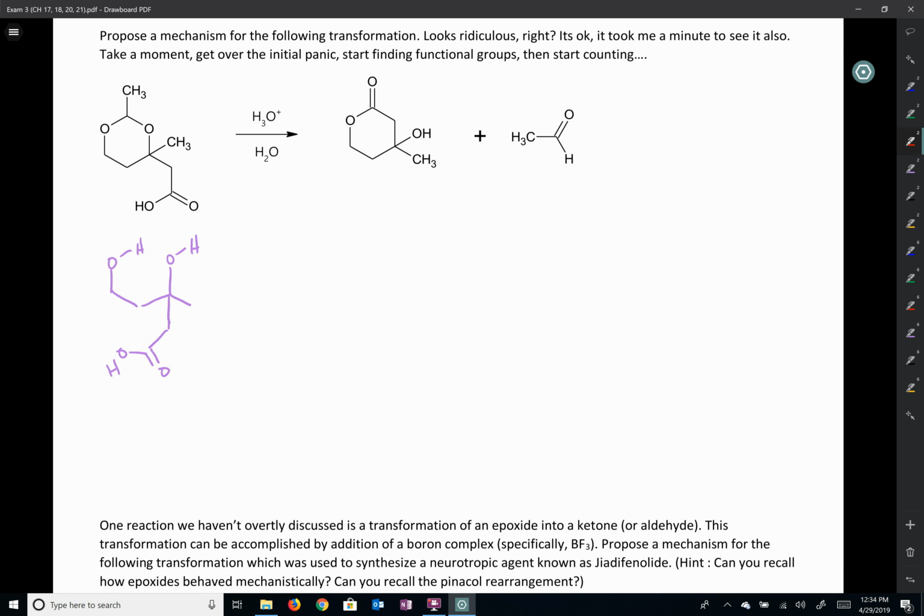You say, well, how am I supposed to know that? Well, what functional group do we have present at the end here? Well, we've got an ester, so we know we have to convert a carboxylic acid into an ester. Okay? So let's start to do that. So we're going to do this really weird thing to begin with. The really weird thing we're going to do to begin with is protonate a carbonyl oxygen.